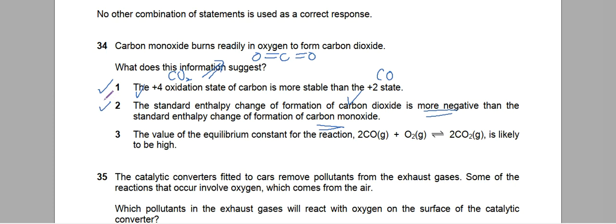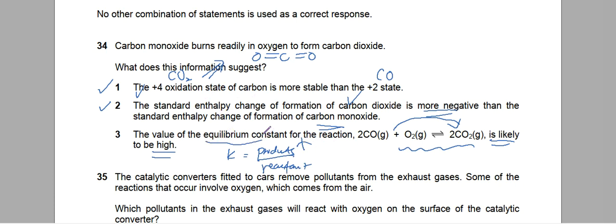Equilibrium constant is likely to be high, because this is a very favorable reaction, so it happens with a strong tendency. The equilibrium constant is the products over reactants. So we expect in this case the products will be high, so the equilibrium constant will also be high.